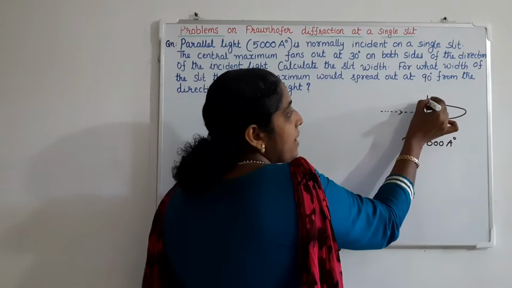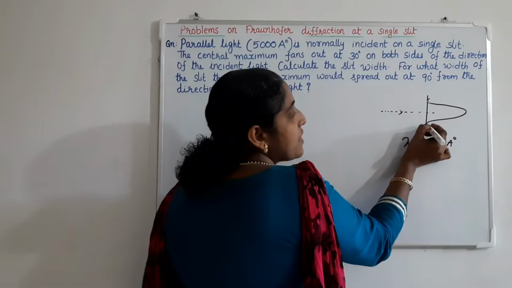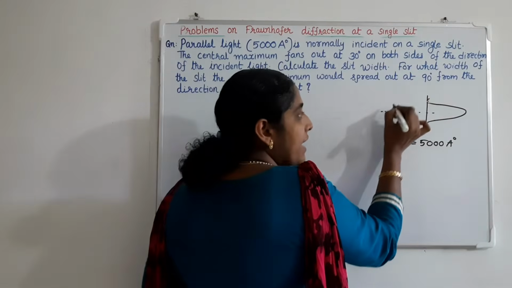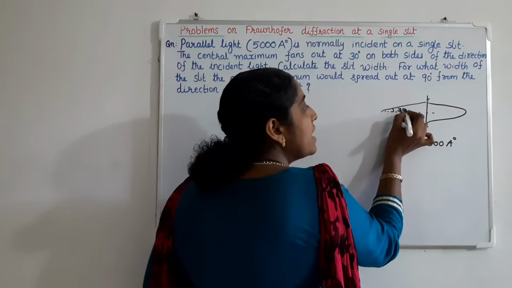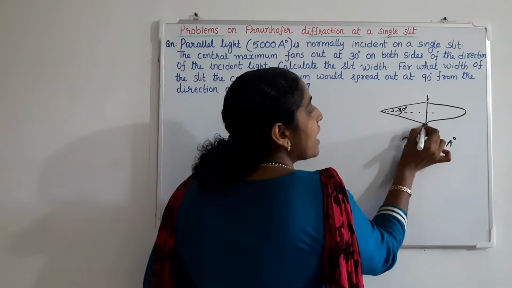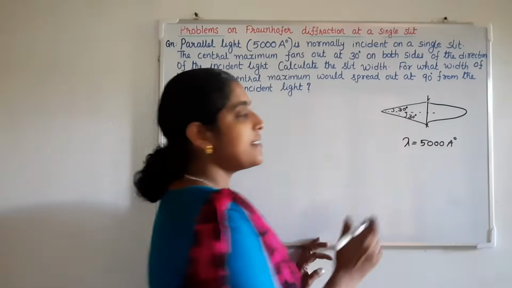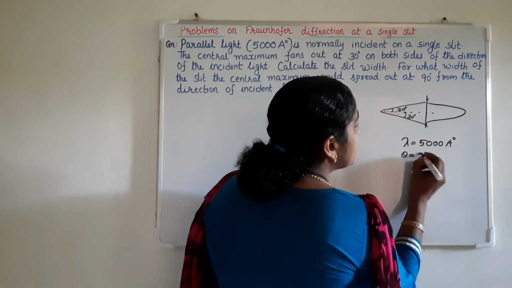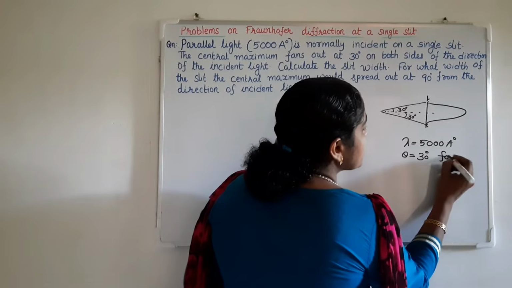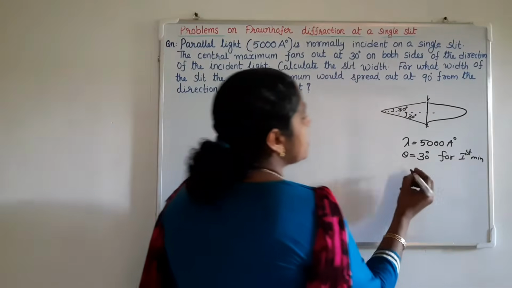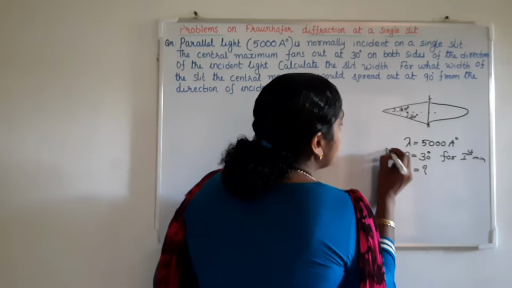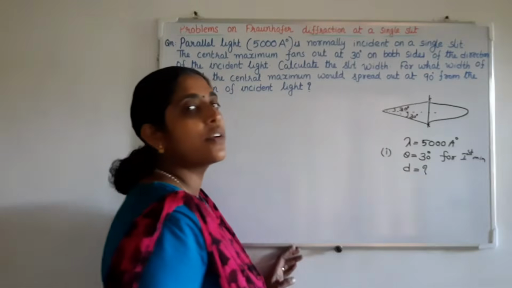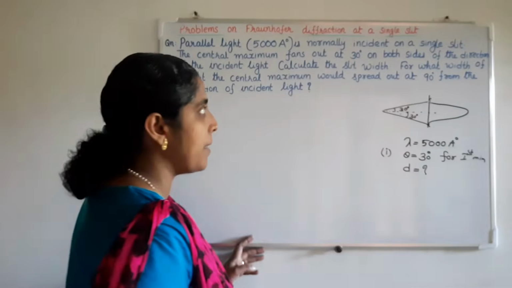So the central maximum fans out at 30 degrees with the direction of light. That is, the central maximum is the distance between the first two minima. So on either side it is at an angle of 30 degrees with the incident light direction. That is, theta is equal to 30 degrees for the first minimum. We have to find out the slit width for an angle of diffraction equal to 30 degrees for the first minimum.